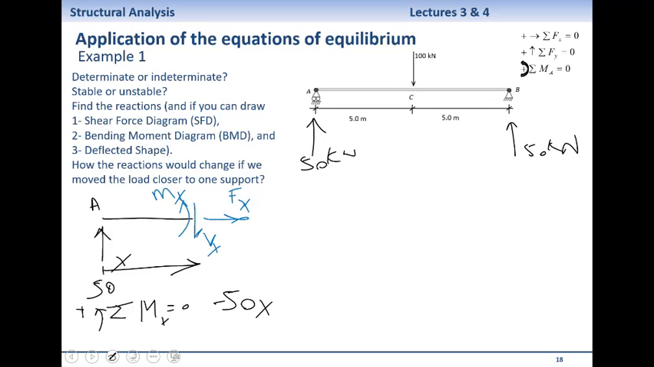The next term that we need is Mx. Mx is a moment, so we need to include it in the equation. Is it positive or negative? Shall I multiply it by a distance? No, because it's already a moment. Yes? Anything else? Equals 0. So Mx equals 50 times x.